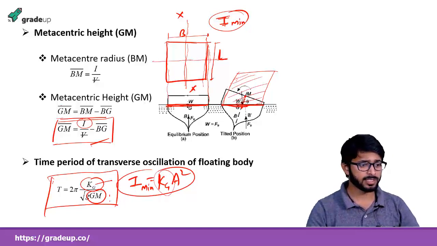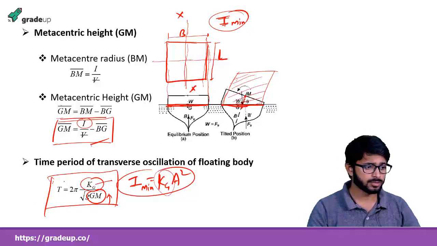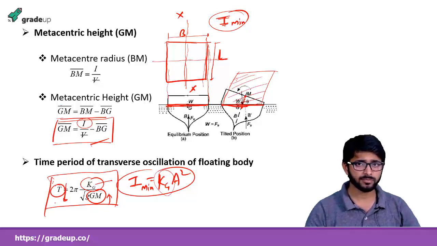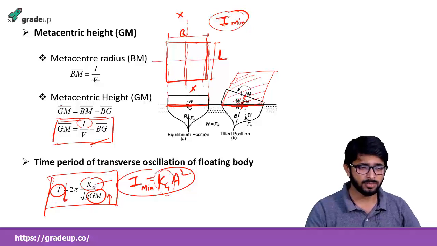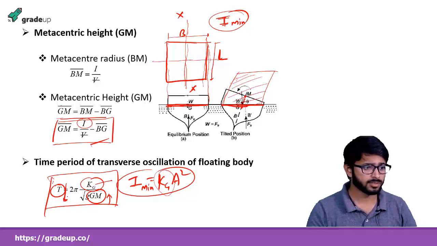So we know that as GM is high, that is, the metacentric height is more, the time period will be less. This is the reason why a cargo ship has fewer oscillations, because in a cargo ship the metacentric height is very large as compared to a small ship. That's why cargo ships are more stable. They have very few oscillations.